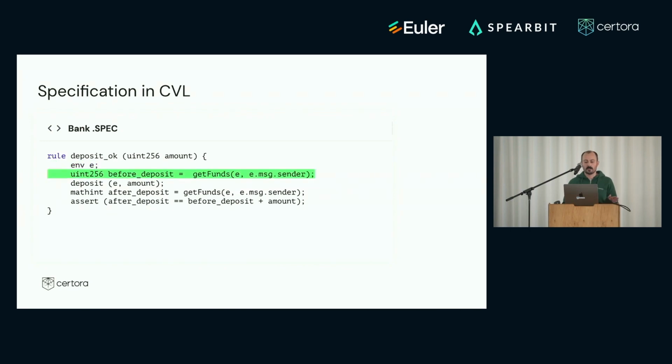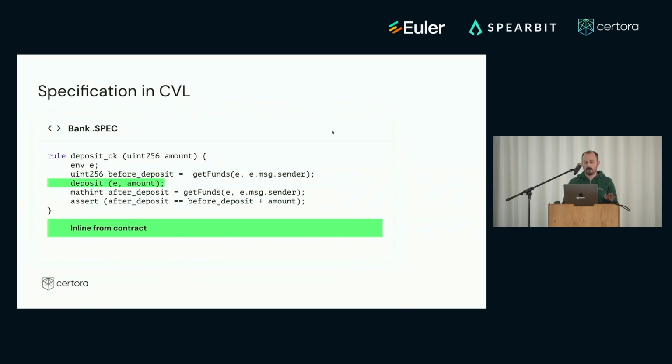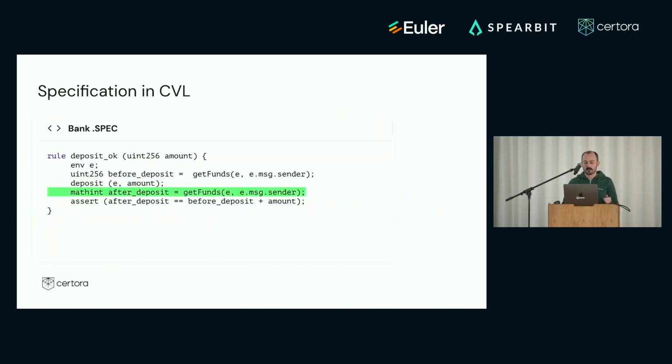On the following line, we simply save the funds that the caller had before calling deposit. Then we call the deposit, where under the hood, the tool is going to inline the source code from Solidity so that we can check facts about the source code. And then after that, we simply save the funds that the same user had after calling deposit.